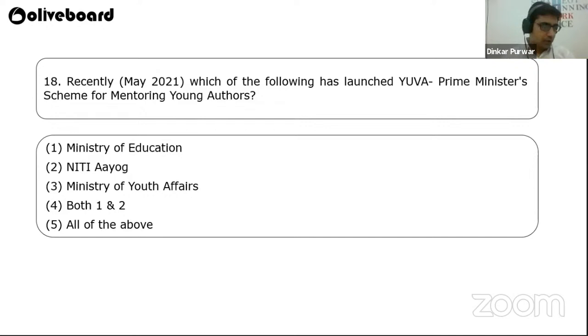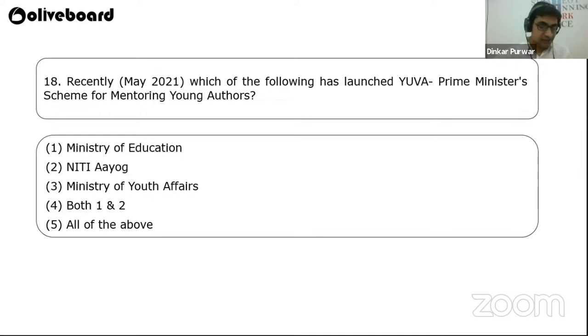Saurabh says 75 authors will be provided 50,000. Okay, Saurabh is giving the additional info. We'll see. Okay, no problem. Guys, anybody else who wanted to answer this question? Which of the following has launched Yuva Prime Minister scheme for mentoring young authors? Yes, the competition is also going on on the government platform. Yes, it is going on.